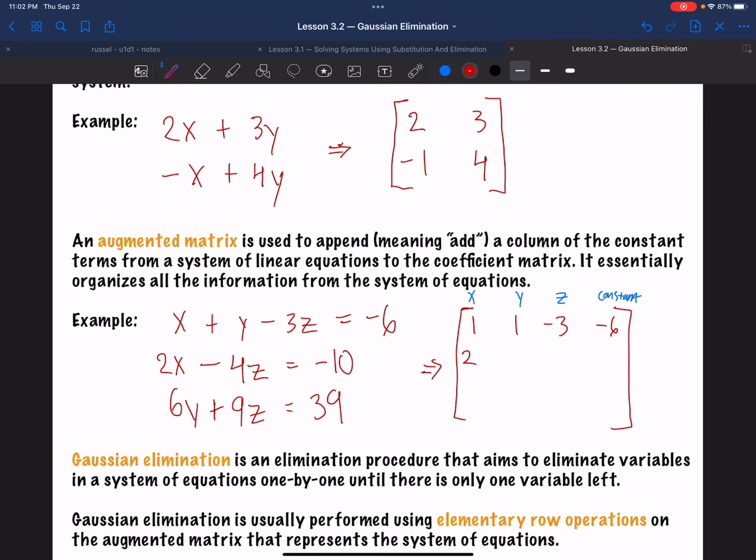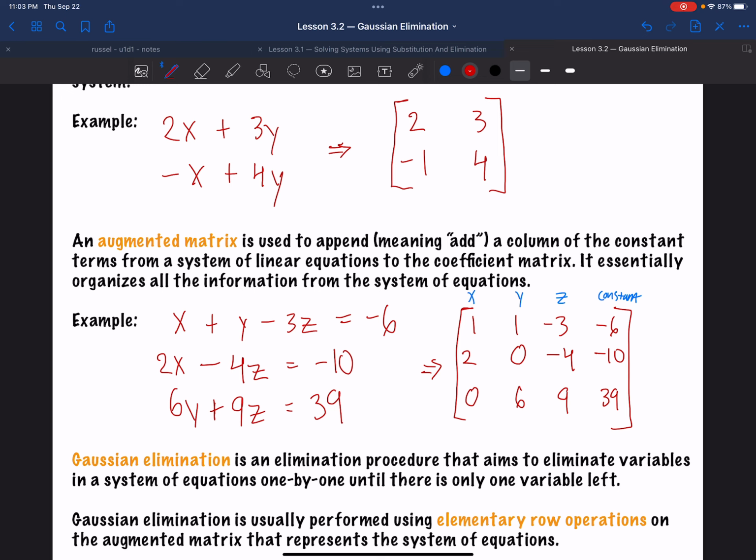I'll use my laser pointer here. This equation has no y value, which means you have to assign a value in the matrix for this as a coefficient. If I don't have a y value, the coefficient on that y is 0, because there is no y. 0 times y, there's nothing there. And then -4z, and then -10 is my constant. And then on the next row, notice there's no x here. So I have 0 x's, I have 6y, 9z, and then 39.